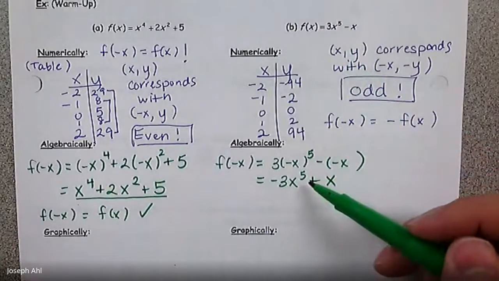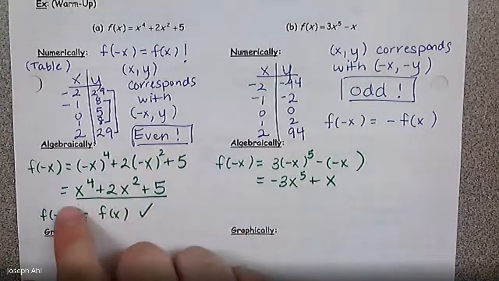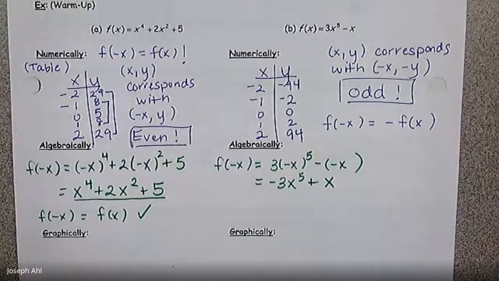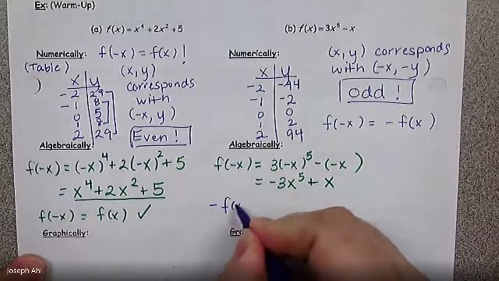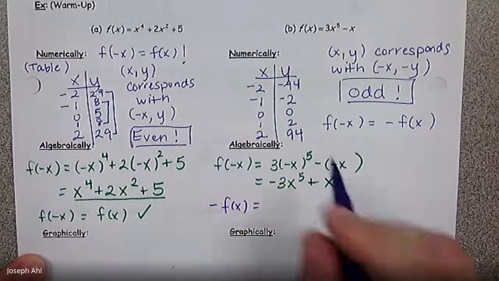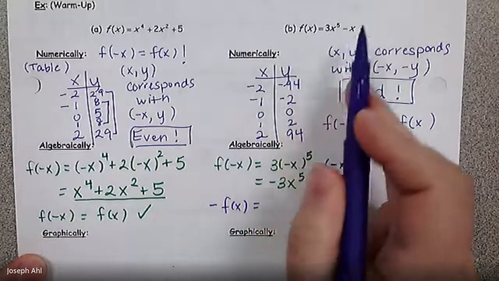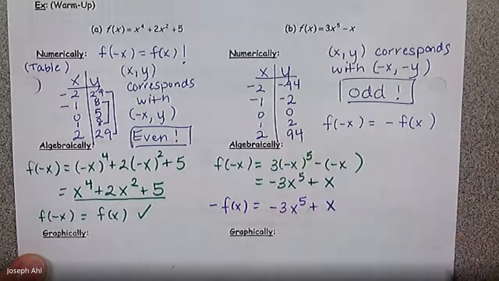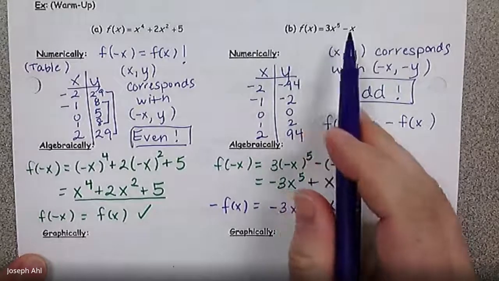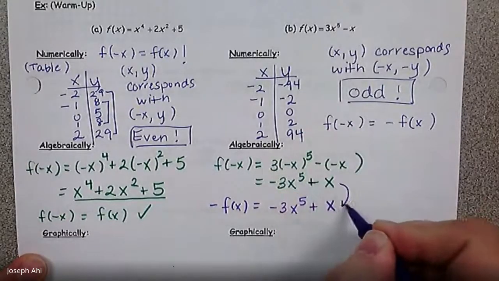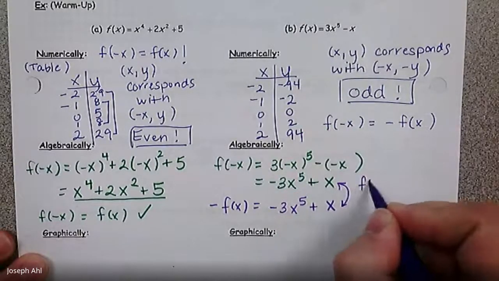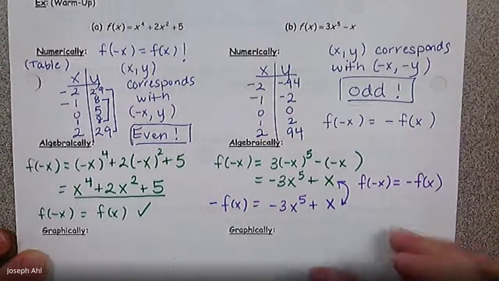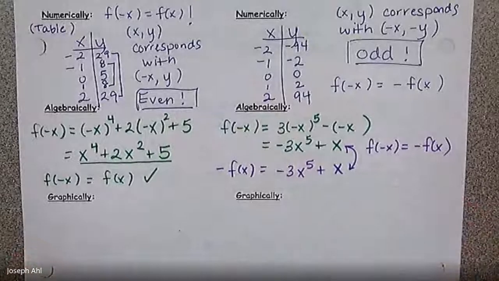So what do I know? I know that it's not even. I know that f of -x and f of x are not the same. However, what would the equation negative f of x look like? If I negate f of x, that's just like negating everything on this side. That would be -3x to the fifth and then plus x, right? If you negate both of those terms. And if these two things match, what we now know is that f of -x is the same as negative f of x, making this an odd function.